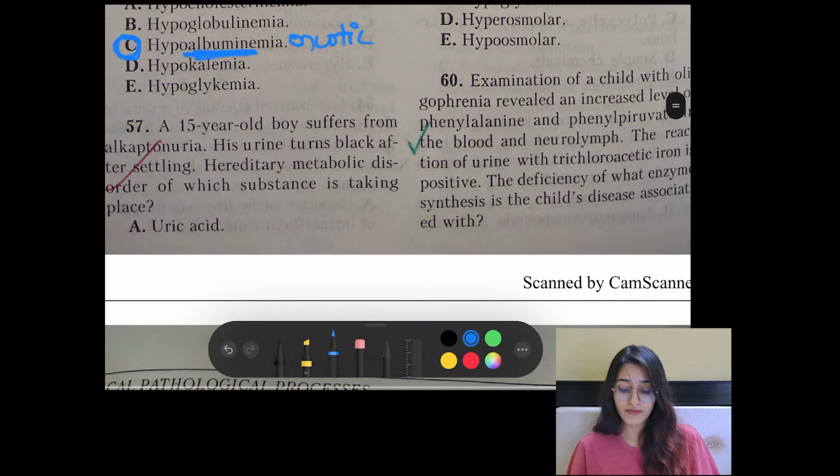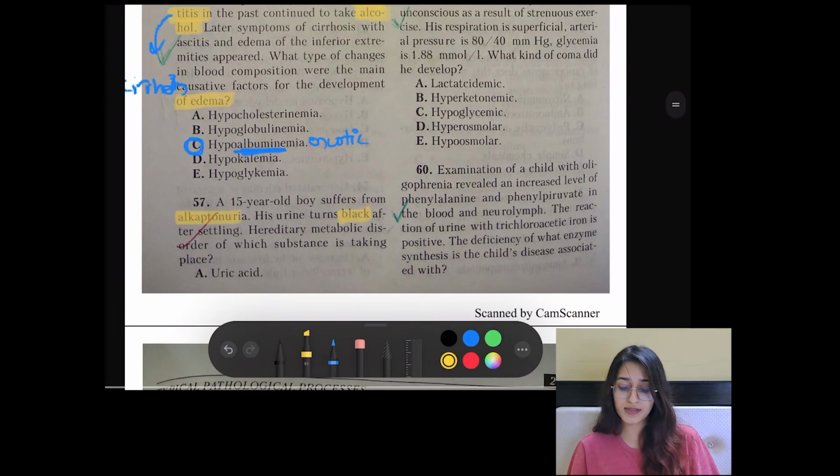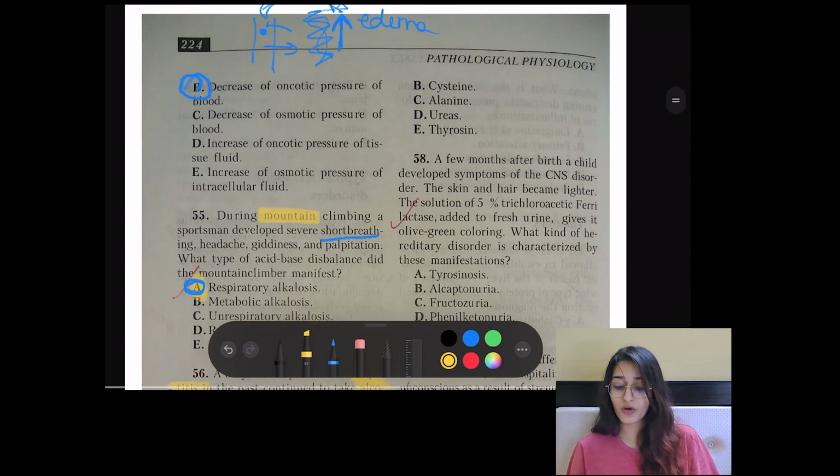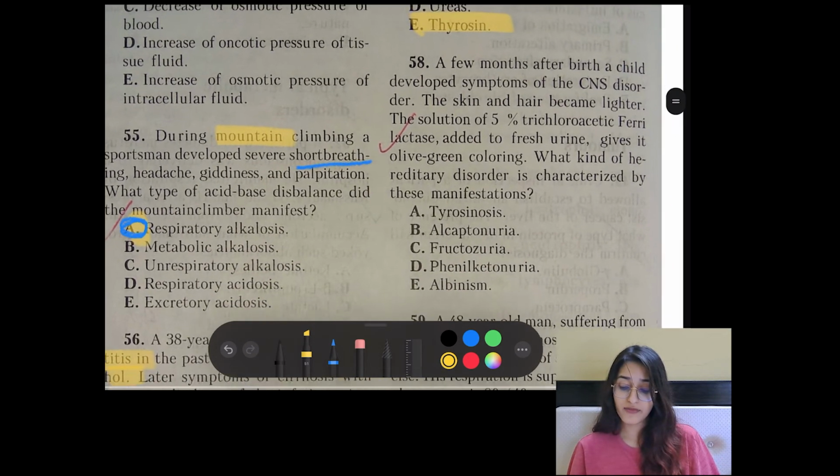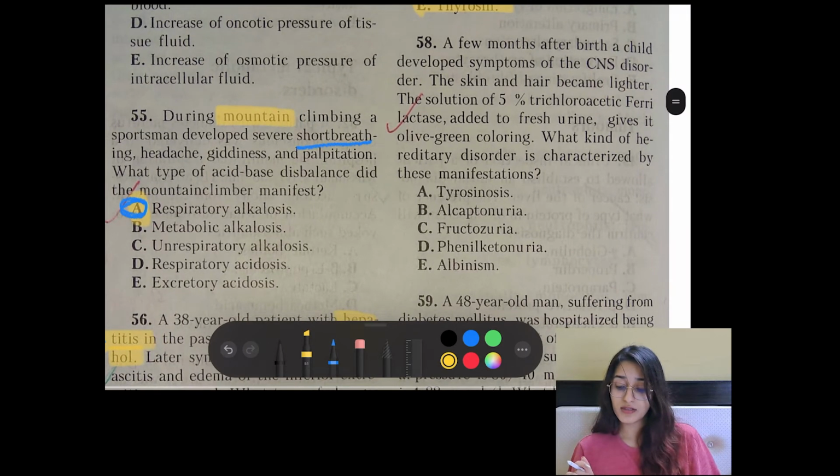Next, a 15-year-old boy suffers from alkaptonuria. His urine turns black after settling, a hereditary metabolic disorder. Which substance is taking place? So I hope you are doing your biochemistry well, and here the answer is what? Tyrosine.